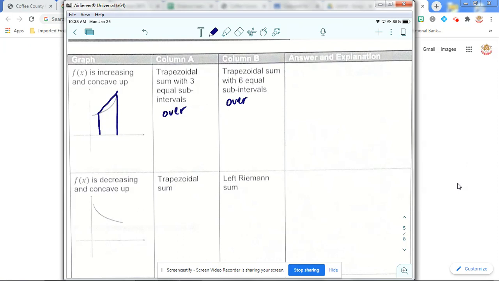However, the more subintervals that you have, or the more trapezoids or rectangles that you have, the closer the estimate is going to be. So it's going to be over, but it's going to be closer to the actual area. All right, so then think, which one is going to be greater? They're both over, but one of them is over by more, which is going to make it larger. And that's going to be column A.